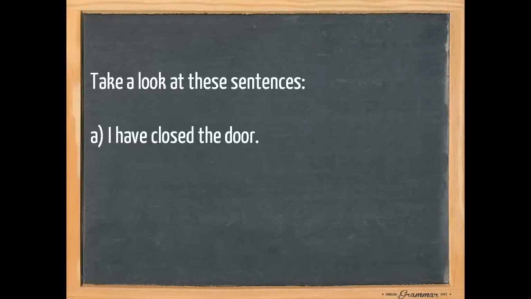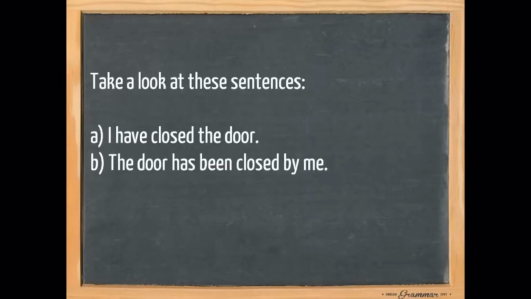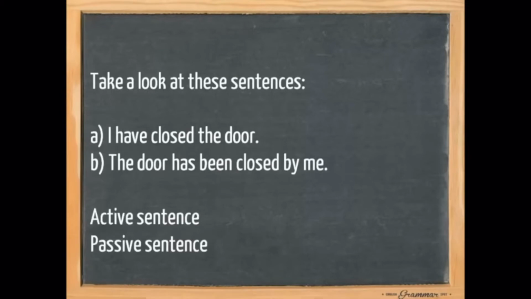Take a look at the following sentences. I have closed the door and the door has been closed by me. The first sentence is an active sentence. The second sentence is a passive sentence. Now, usually we turn active sentences into passive sentences. So what we do is the object of the active sentence becomes the subject of the passive sentence, and the subject of the active sentence becomes the object of the passive sentence. So I has become me and the door has become the subject of the passive sentence.